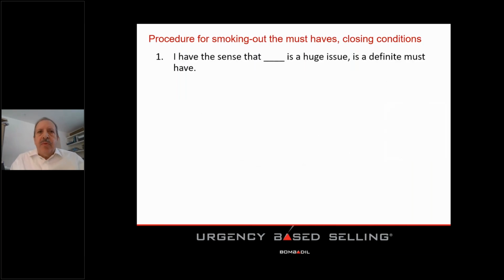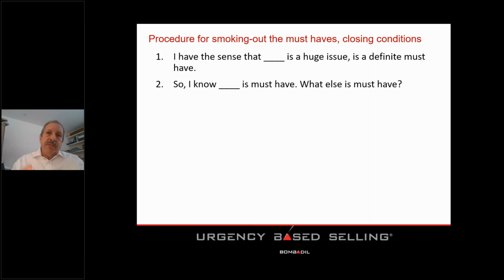So here's a two-step procedure for smoking out the must-haves, the closing conditions, the series of conditions which, when met, result in the sale. Two steps. I have the sense that X is a huge issue, is a definite must-have. So on-time delivery, high quality. So I know that's a must-have, high quality. What else is a must-have? If you've warmed up the prospect correctly in the first step of your process, if you're in a serious conversation, this two-step procedure should harvest the closing conditions.